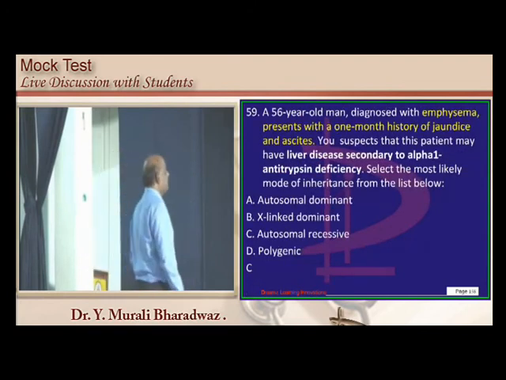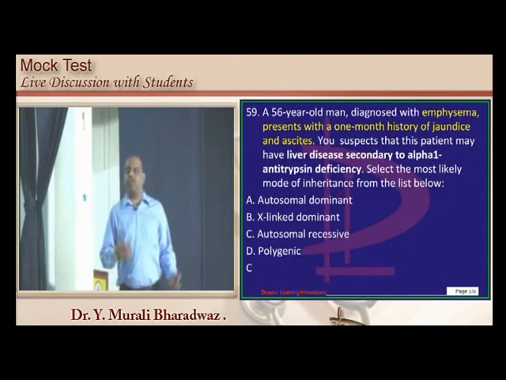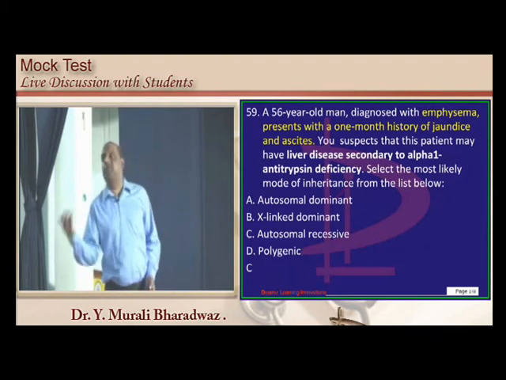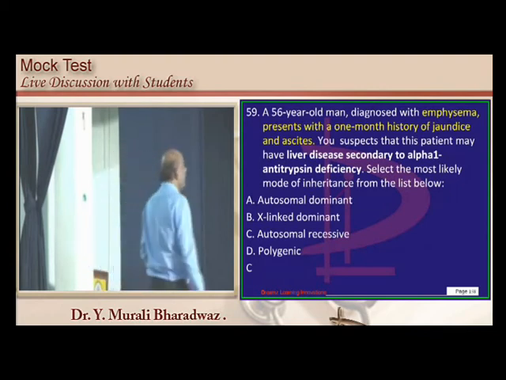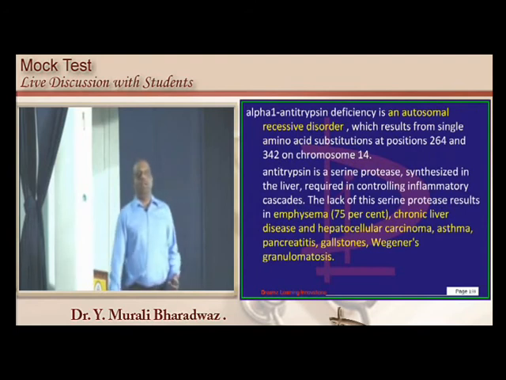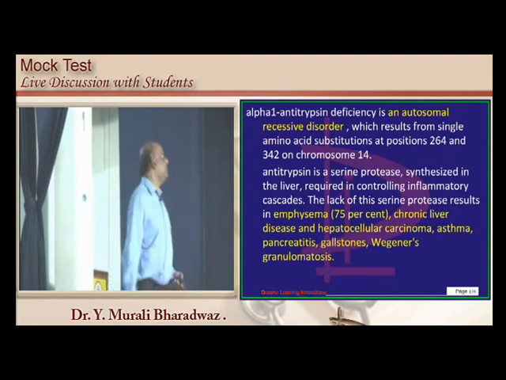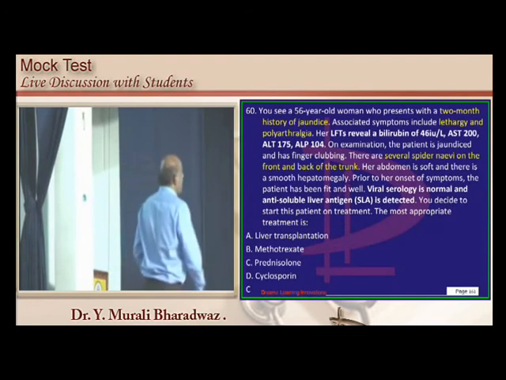Emphysema, jaundice, ascites: you are thinking of alpha-1 antitrypsin deficiency. What is the mechanism of transmission? It is chromosome number 14, and autosomal recessive is the type of inheritance.